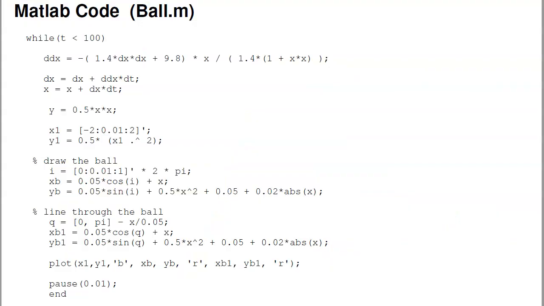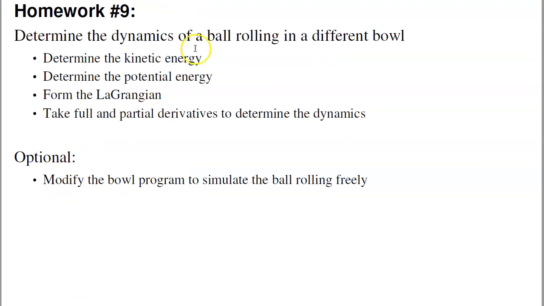The homework for this week is, for a similar problem, a ball rolling in a bowl of a different shape. Find the kinetic energy, potential energy of the ball, and in the bowl for the homework problem. Form the Lagrangian, take the full derivatives and partial derivatives, and from that find the acceleration versus position. And kind of optional, but it's kind of fun. Let's modify the bowl program to show the ball rolling in the bowl of the prescribed shape.